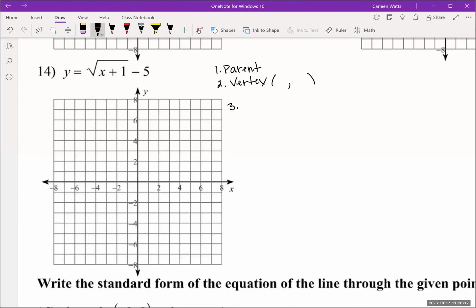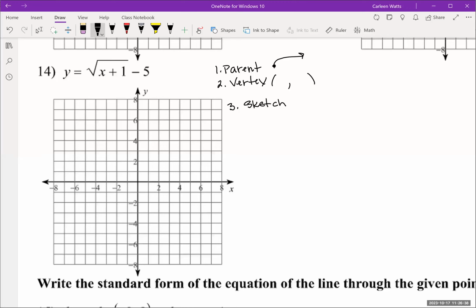Okay. Parent graph, vertex, and sketch. By the time we get to the end, it'll be parent, vertex, and a short little table, but we're not doing that right now because we're out of time. Okay, parent graph, sleeping U. Yeah, it's asleep and the bottom half of the U is under the covers.